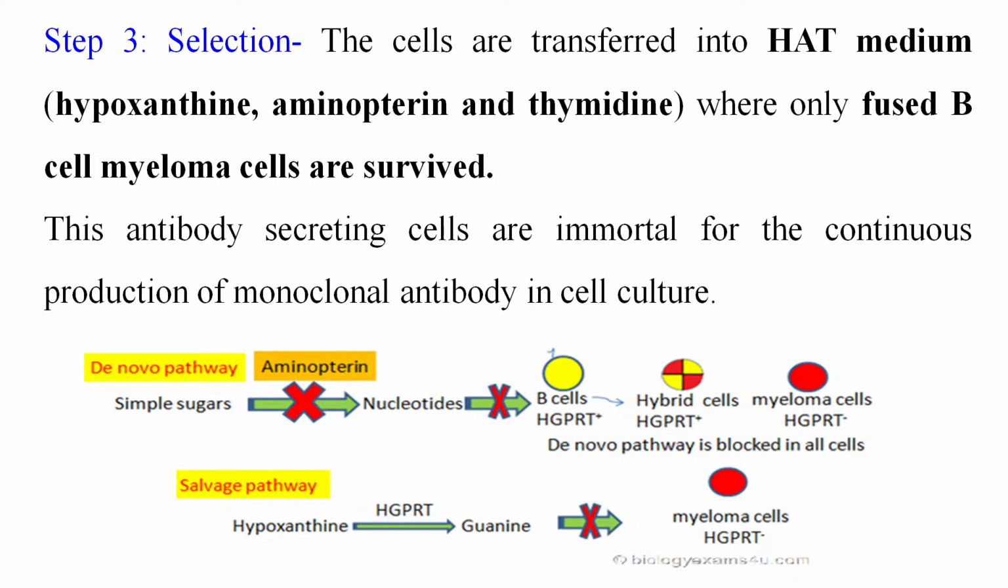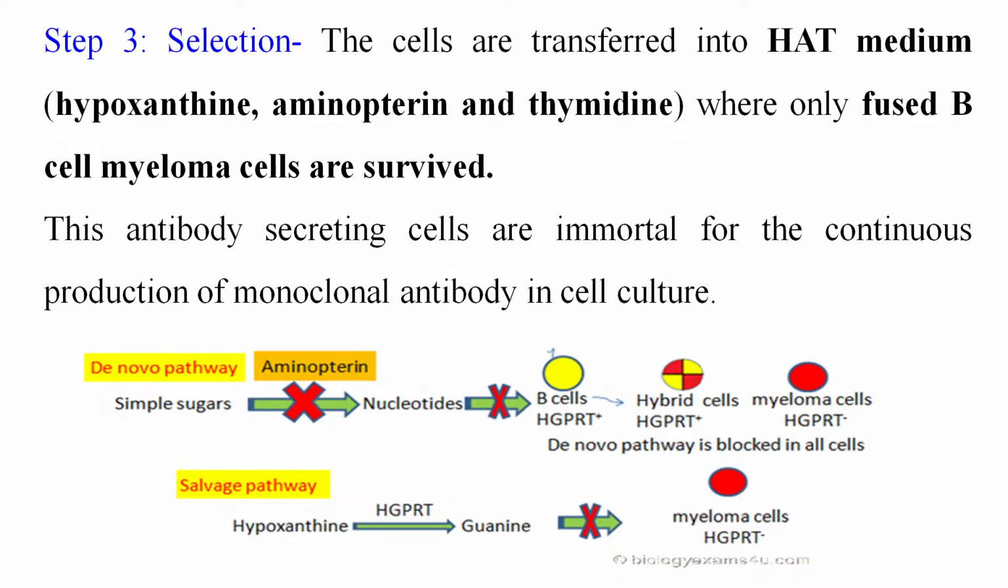So what happens to the different types of cells that we are left with at the end of fusion? We'll come to unfused B cells. Unfused B cells are HGPRT plus. That is, the enzyme is present in those cells. So what happens in those cells? Usually the de novo pathway will be obstructed because aminopterin is present in the media, but they can synthesize nucleotides using the salvage pathway as they have the HGPRT enzyme in them.